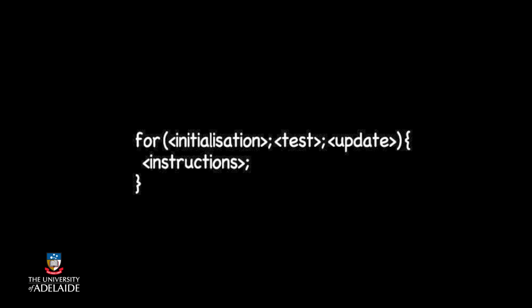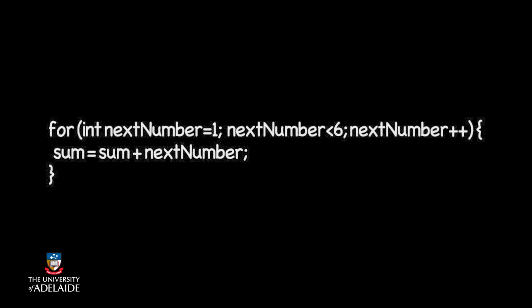The test is where we write the expression that tells us whether we need to repeat the instructions. In this case, it is whether we have added all of the numbers in our sequence, or more precisely, whether the next number in the sequence to be added is less than 6. If it is, then we repeat the instructions. But if it isn't, we go to the instructions that follow our for loop structure.